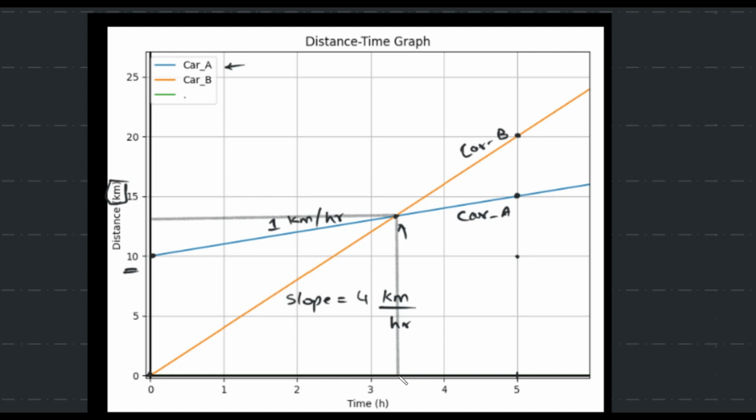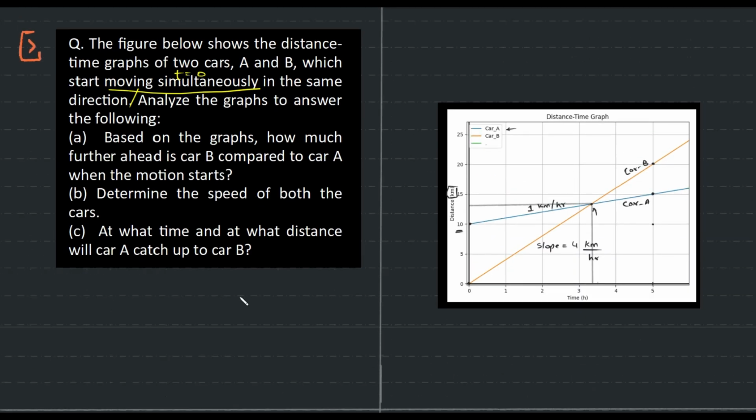Around 3.3, 3.4 looks like that. And here it is, this is around 12.5, 12.5, 13, something like that. So how do we answer this? When they reach a particular point, they're at that particular point basically. So the position of A is equal to the position of B.